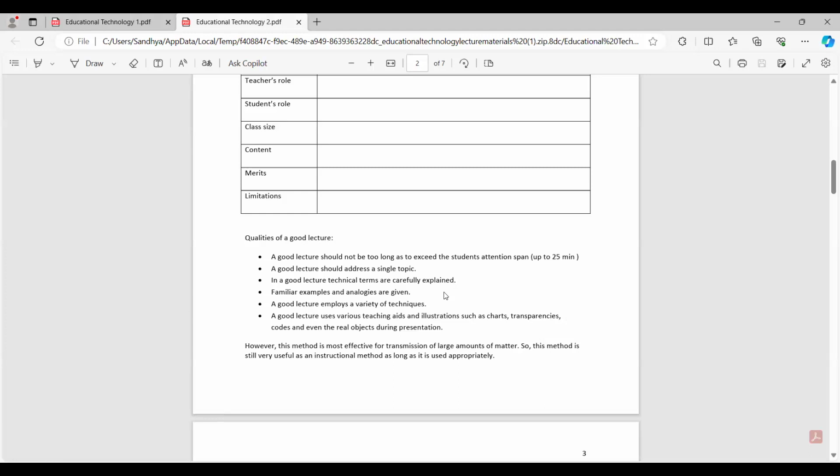Then a good lecture uses various teaching aids and illustrations such as charts, transparencies, real objects, etc. Because the teacher goes on explaining, the teacher can use videos, visual aids, pictures, realia, maps, charts, then the students can easily understand what you're telling. A graphical representation, a visual representation. So your lecture is combined with all that. Then the students can better understand your lecture.